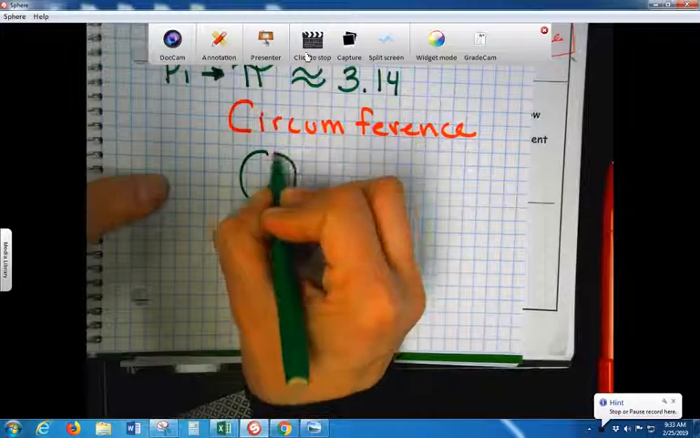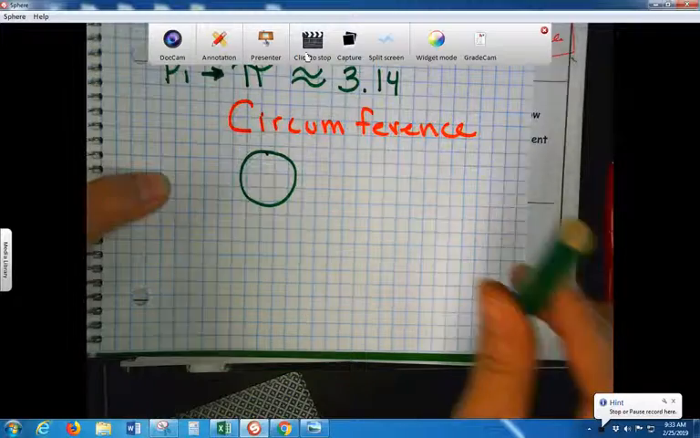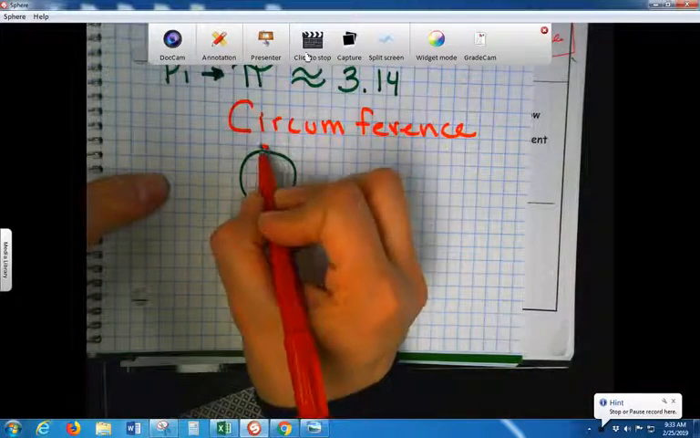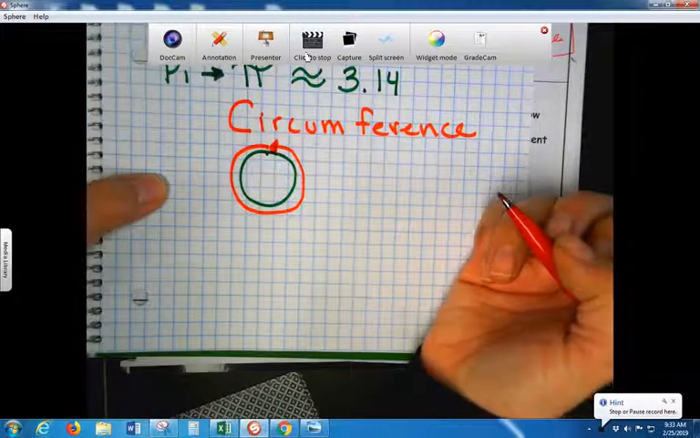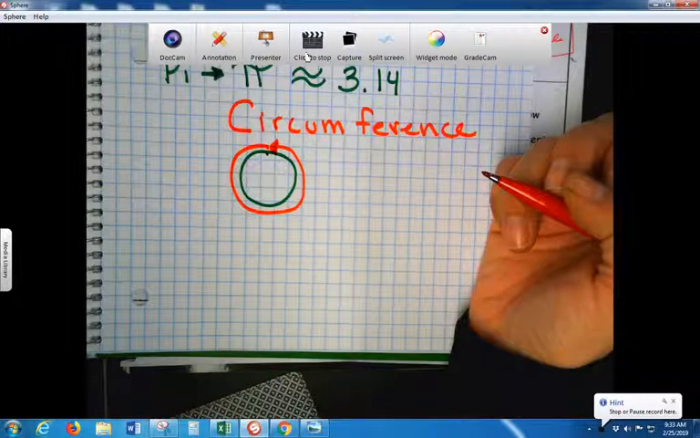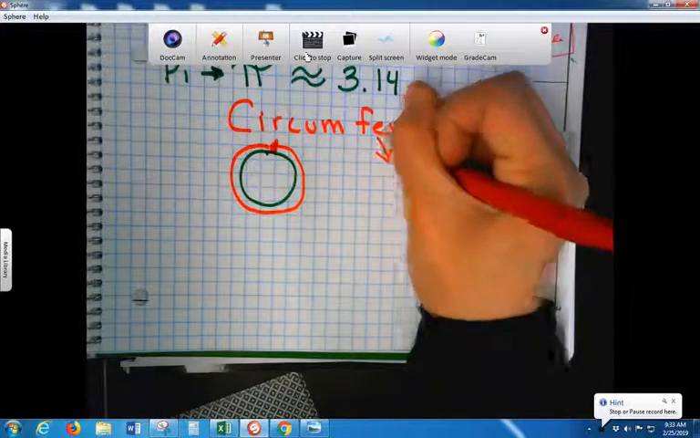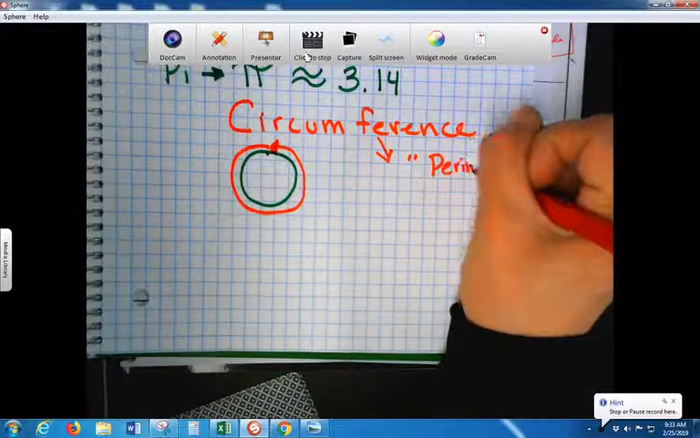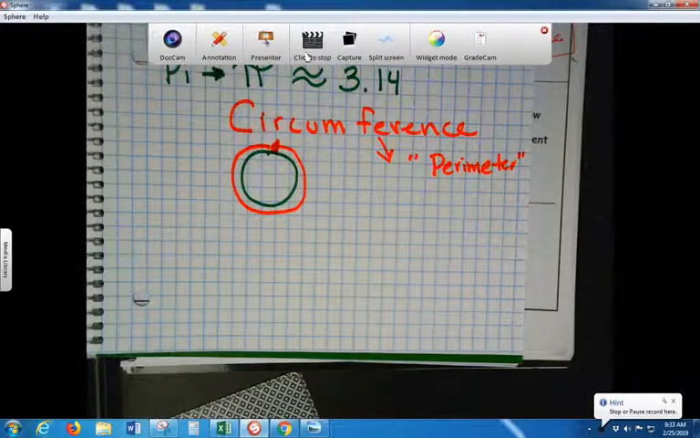Does anybody know what part of a circle is called a circumference? Okay, circumference is when you go around the outside of the circle. What do we call that in other figures when I go around a figure? Perimeter. So circumference is like the perimeter of another shape. So if I have a triangle and it's 5, 10, 15 inches, what is the perimeter equal to? 12.